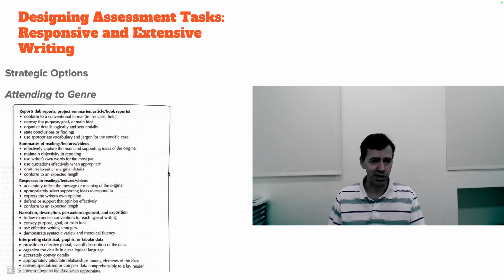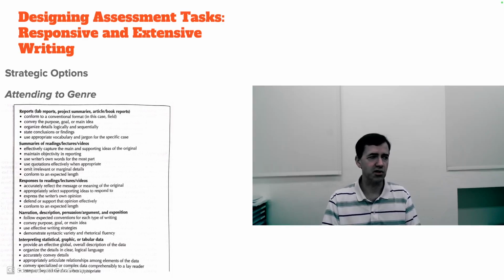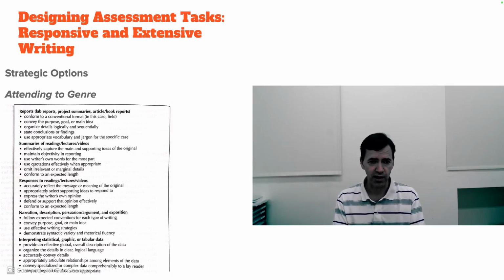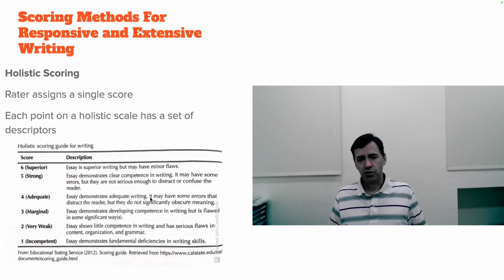Does it look like a summary of a reading? Does it look like a lab report? And when you teach students to write this way, usually you do something called genre analysis, which means you study what lab reports look like, and then you ask students to write one, something like that. Okay. So those are all the different types.